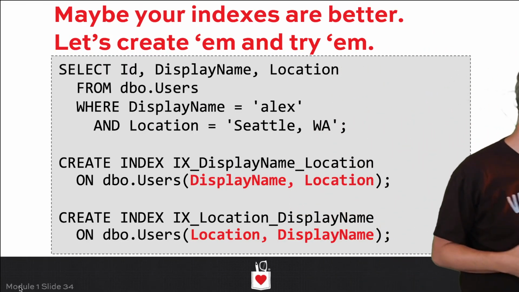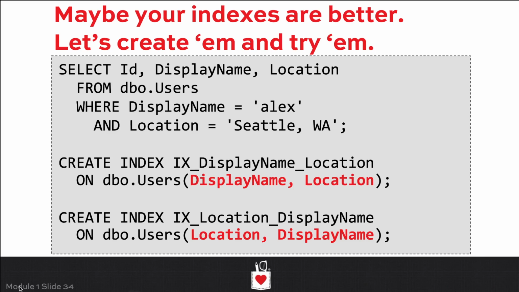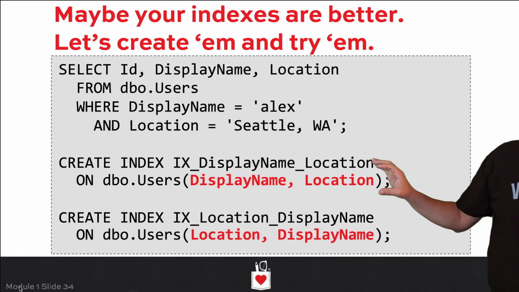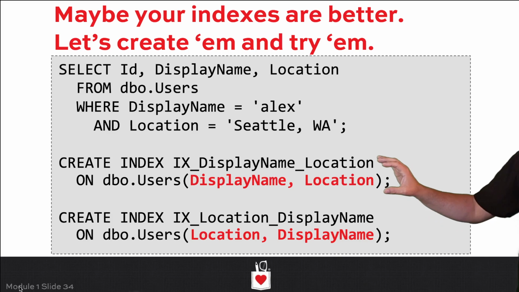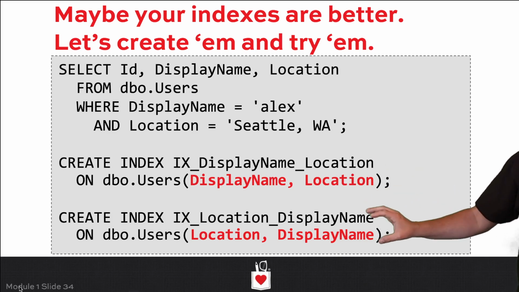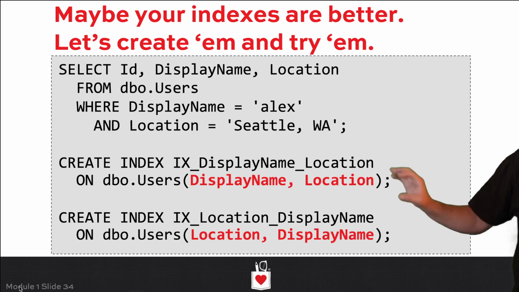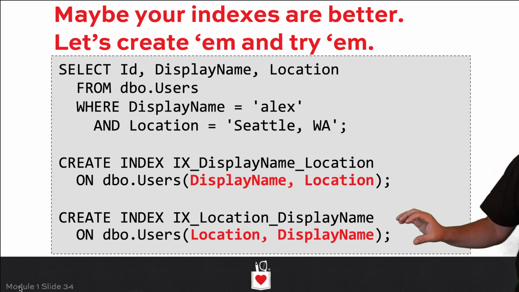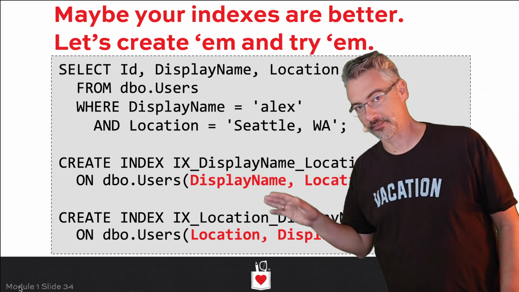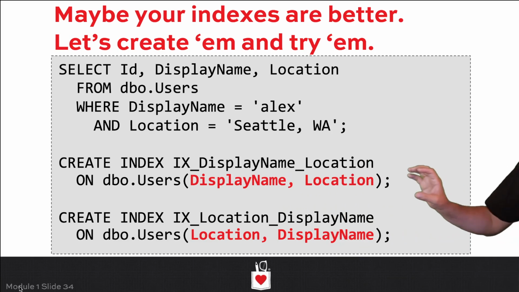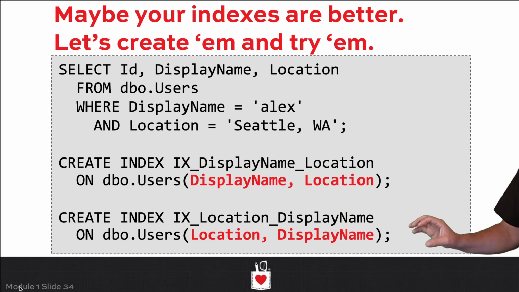Let's come back to the couple of different ways that we could do that. One way that we could do it is to create the index on display name, then location. The other way that we could do it is to create it on location, then display name. I'm going to create both of those just like I would do in the real world. I know you think I'm crazy there, but I'm talking about a dev server first. I'm going to create both of those indexes.